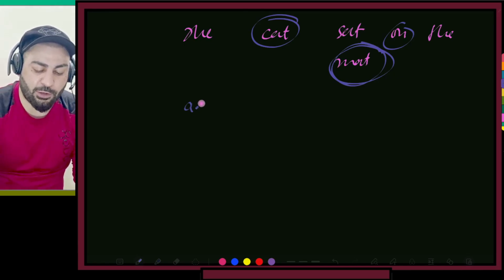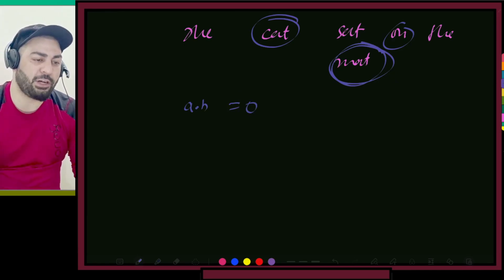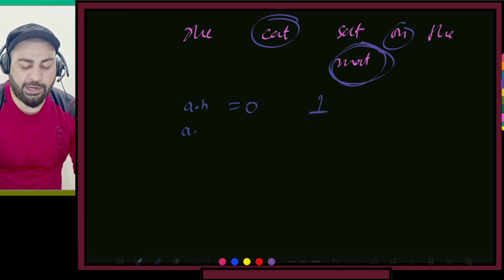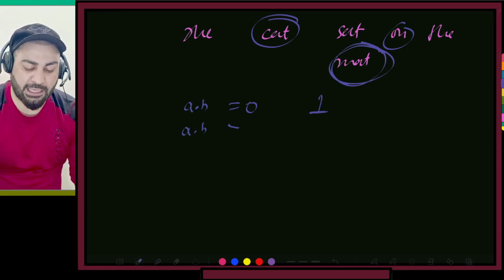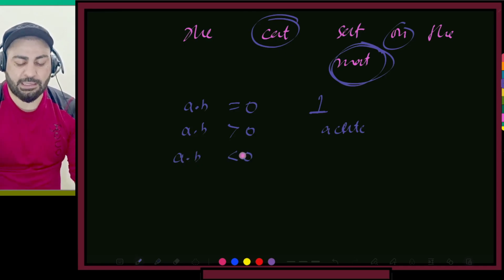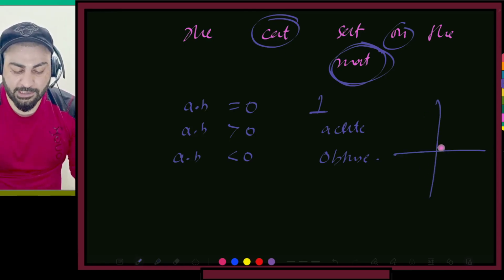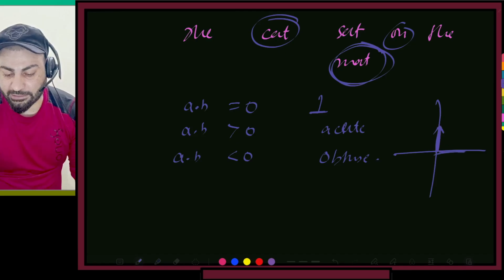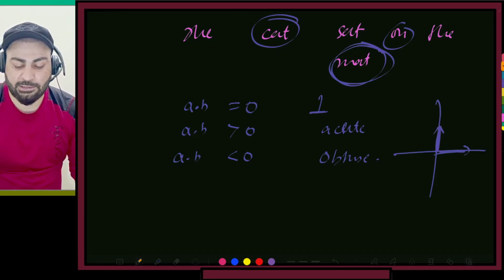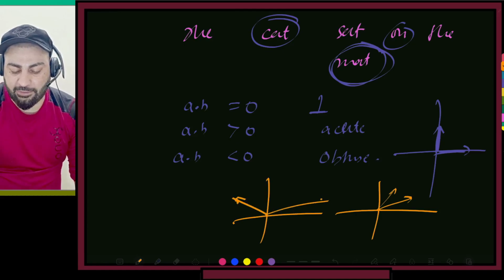So what I'm saying is, if a dot b is equal to 0, it means perpendicular or orthogonal. If you multiply these vectors and it comes out to be greater than 0, that means the angle between them is acute, less than 90. If a dot b is less than 0, that means an obtuse angle. So a dot b is 0, the vectors are somewhat like this. Acute angle, if a dot b is greater than 0, will be like this. Obtuse basically means greater than 90, the angle will be something like this.